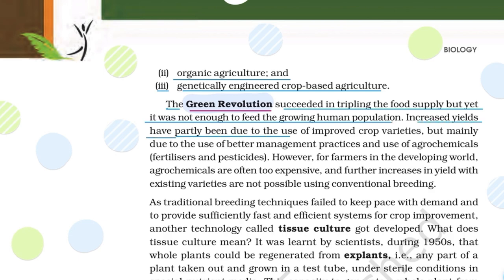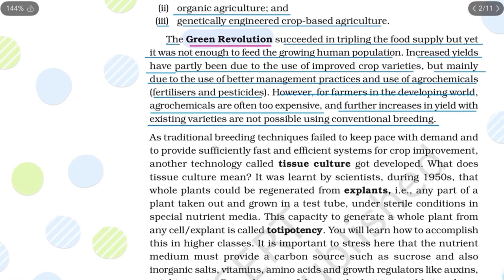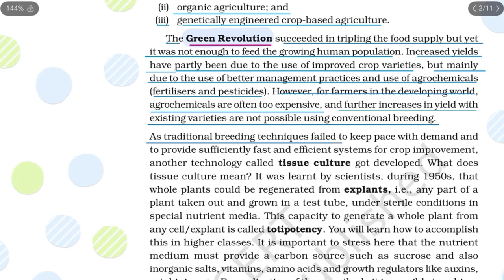Increased yields have partly been due to the use of improved crop varieties, but mainly due to the use of better management practices and use of agrochemicals, fertilizers, and pesticides, basically. However, for farmers in the developing world, agrochemicals are often too expensive and further increases in yield with existing varieties are not possible using conventional breeding. As traditional breeding techniques fail to keep pace with demand and to provide sufficiently fast and efficient system for crop improvement, another technology called tissue culture got developed.